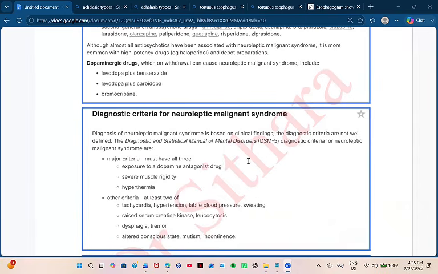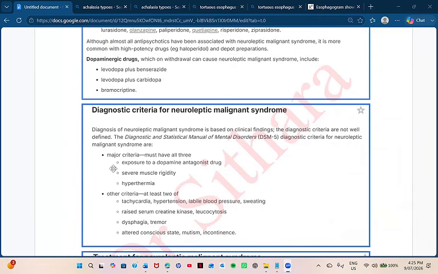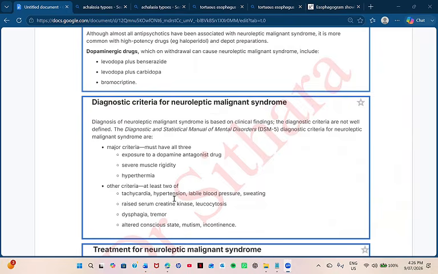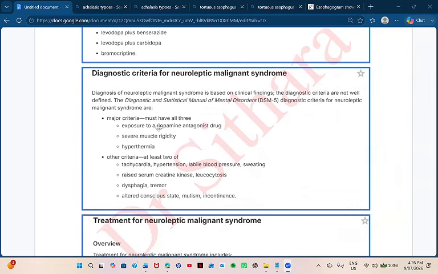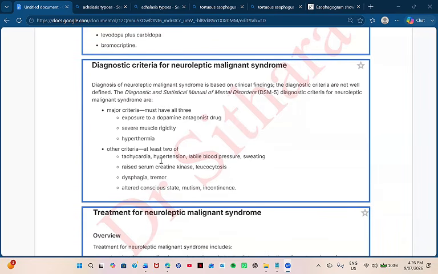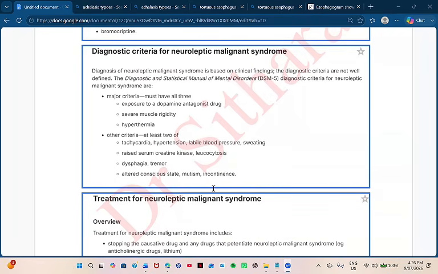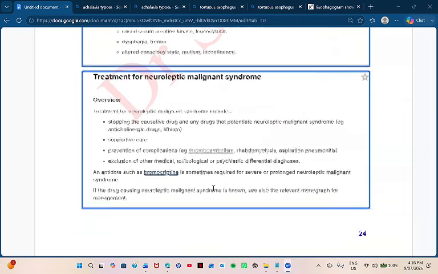Here, diagnostic criteria: we have major criteria and other criteria. The diagnosis of neuroleptic malignant syndrome is based on clinical findings; the criteria are not well defined. Major criteria: you must have all three: exposure to a dopamine antagonist drug, severe muscle rigidity, and hyperthermia, right? All three should be there. Other criteria: at least two of tachycardia, hypertension, labile blood pressure, sweating, raised serum creatine kinase, leukocytosis, dysphagia, tremor, altered consciousness, mutism, and incontinence, right?